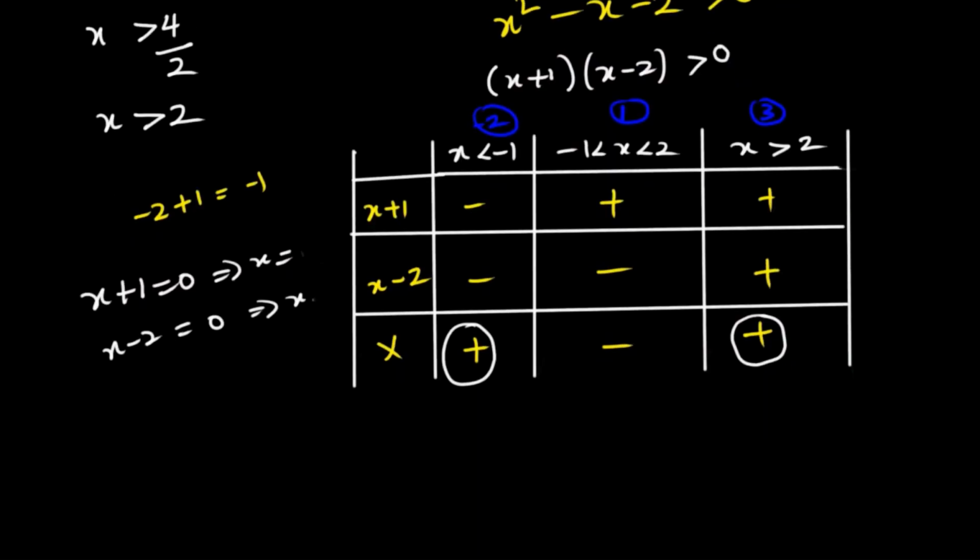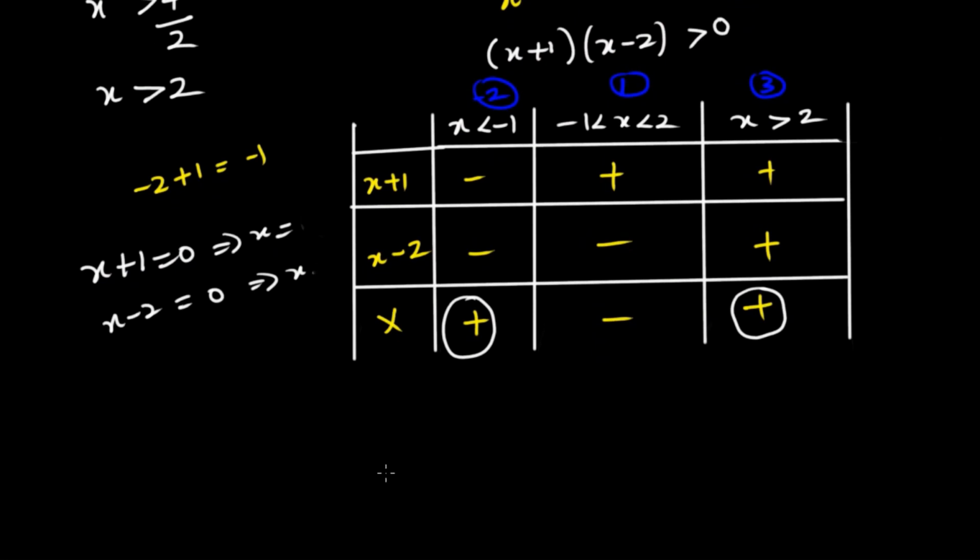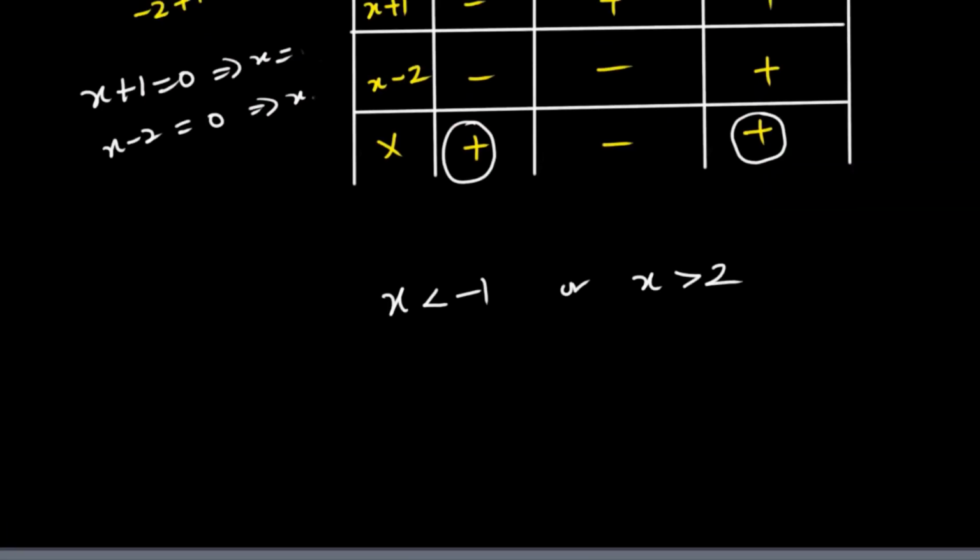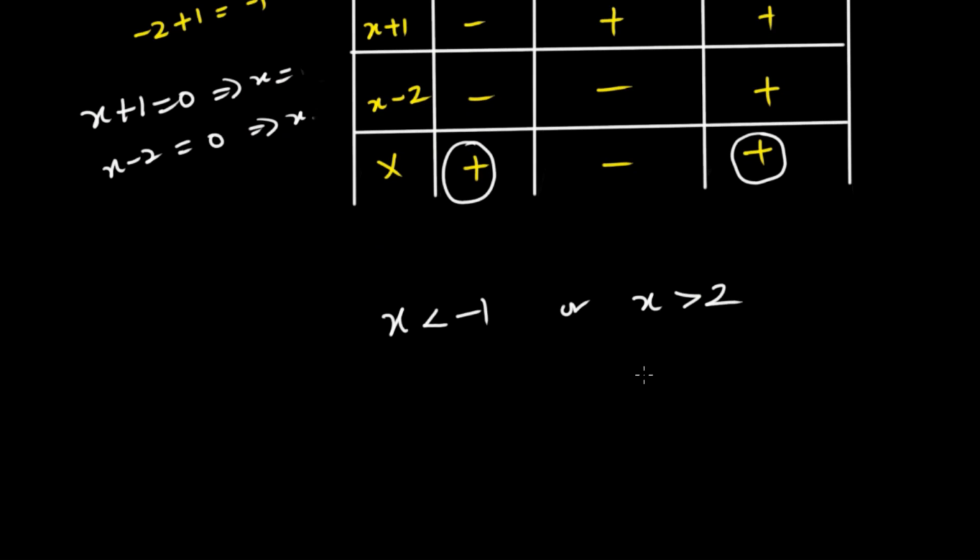So I'm going to have the solution to this inequality to be x less than -1 or x greater than 2. So I have the solution to be x less than -1 or x greater than 2. So this is an approach to solving some quadratic inequalities. So very quickly, let me try to graph this.